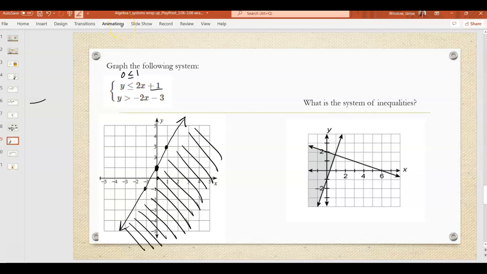Our second line here, we'll put a dot on -3. And we'll go down 2 over 1. Oops, hold on. This one is dotted, right? Because it's just greater than.